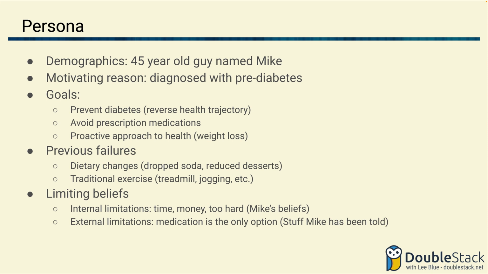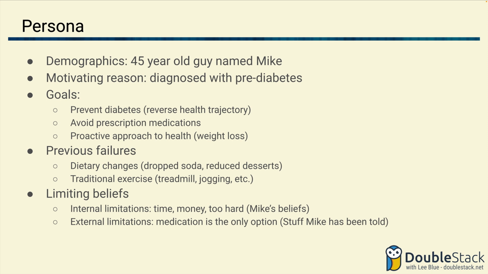And maybe he also has some limiting beliefs. There are two different kinds of limiting beliefs. There's internal limitations, which would be stuff that Mike thinks inside of his head, like, I don't have enough time to do all of this. It's too expensive. It's too hard. I'm not going to be able to stick with it. Things like that would be what I would call internal limitations. But then there's external limitations too, which would be stuff that Mike has been told by other people, like, only medication can solve this problem, that type of thing.